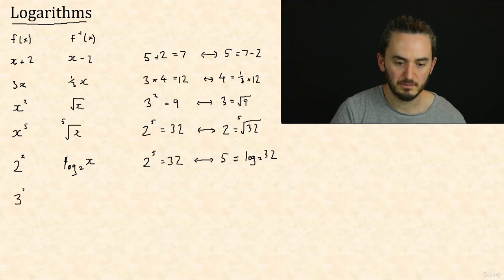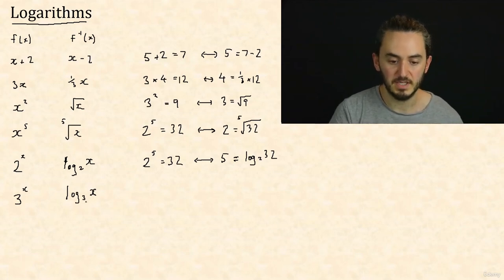Let's have a look at plenty more examples. If my function was 3 to the x, my inverse is log base 3. Now, the language here is useful. Notice that I pronounce this log base 3. The base is 3 here, the base is 3 here.